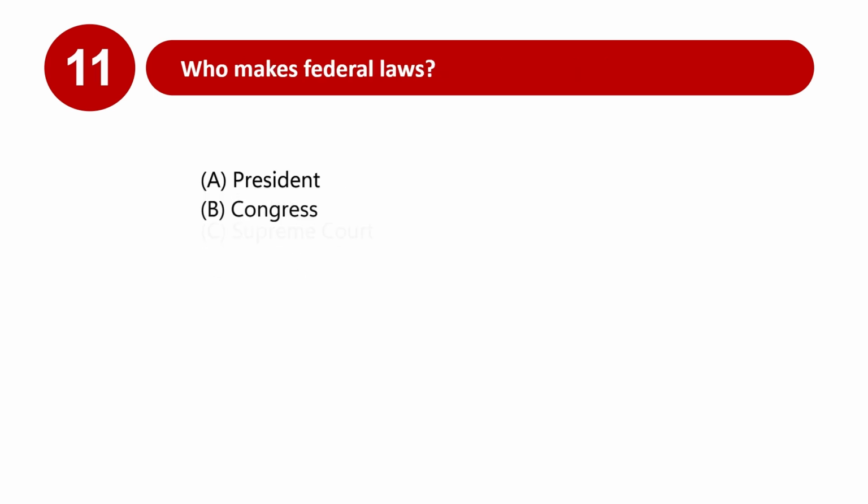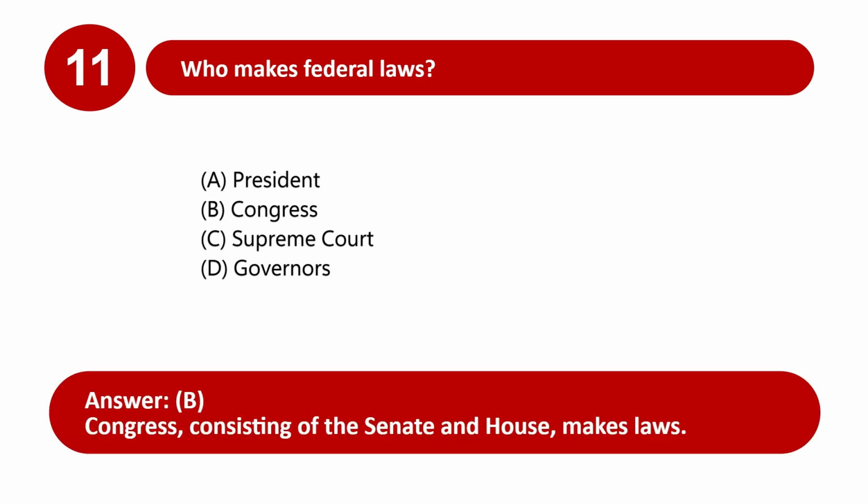Who makes federal laws? A. President. B. Congress. C. Supreme Court. D. Governors. Answer B. Congress, consisting of the Senate and House, makes laws.